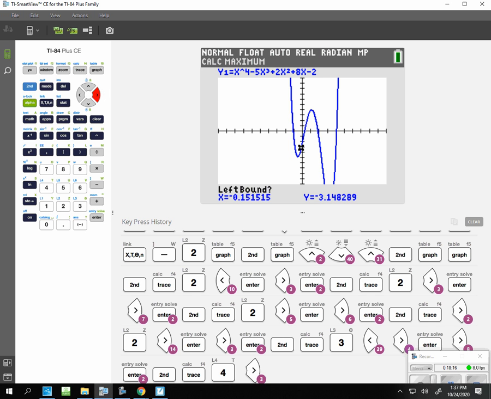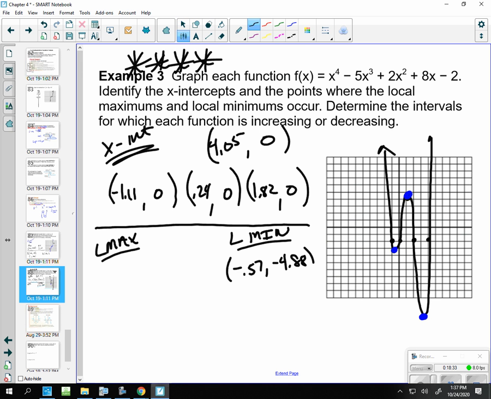So I've got to be to the left of the max point and hit enter. And then I got to arrow to the right of the max point and hit enter. And then hit enter one more time. And so that 1.07, 4.04. So that's a max. 1.07, 4.04 is a max point.